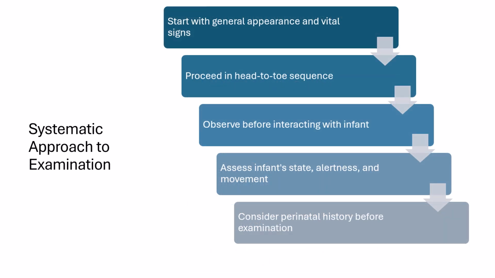A systematic approach to examination is absolutely critical. Always start with general appearance and vital signs before you even touch the baby. This provides valuable initial information about the infant's overall status. Then proceed in a head-to-toe sequence to ensure you don't miss anything. Take time to observe before interacting. Watch breathing patterns, color, and spontaneous movements. Assess the infant's state, alertness, and movement, and always consider the perinatal history before beginning your physical examination. This methodical approach ensures thoroughness and accuracy.